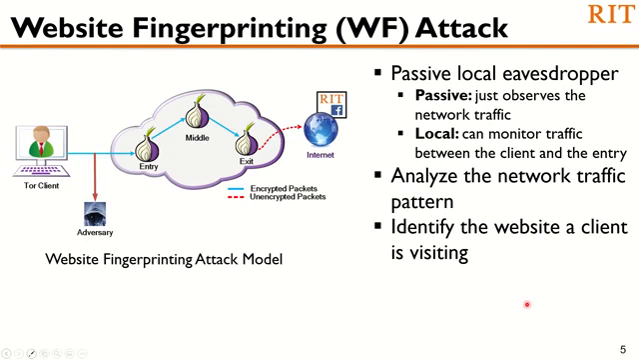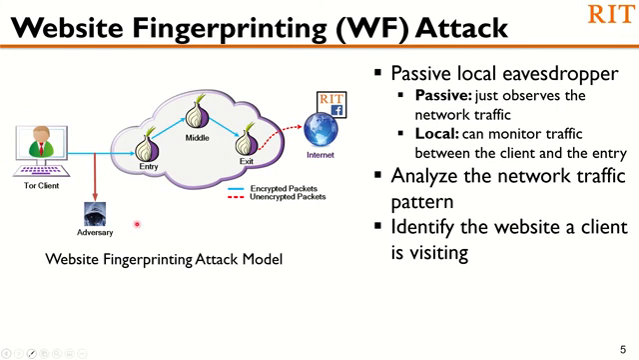However, Tor is vulnerable to traffic analysis attacks. One such attack is the website fingerprinting attack. A website fingerprinting attacker is considered a local passive eavesdropper. Passive means the attacker does not have the capability to modify, insert, or delete any packets. Rather, he can just observe the network traffic flow. Local means that the attacker has the ability to monitor the traffic between the client and the entry node.